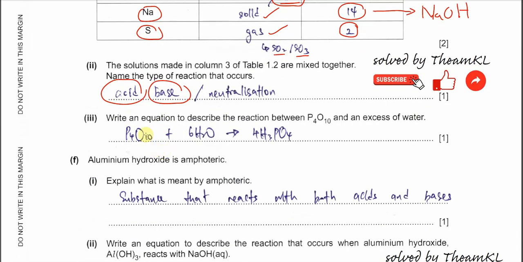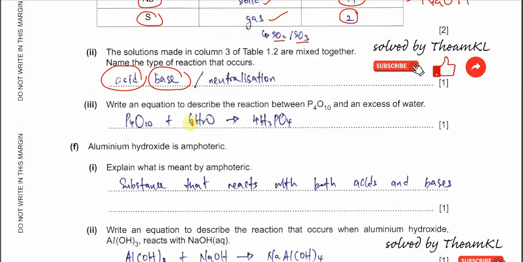Part 3. Write an equation to describe the reaction between P4O10 and water. Very easy. Phosphorus oxide reacts with water and only forms one acid. It forms phosphoric acid, H3PO4. You just balance it. Okay, that's the equation.